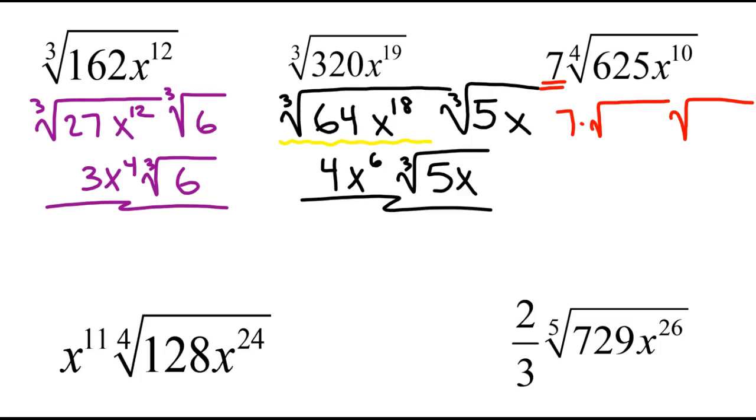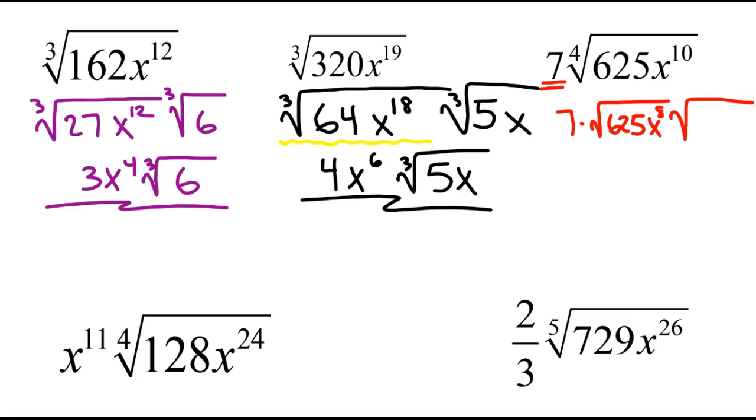Fourth root of 625. That's going to be 5. I'm pretty sure. 5 times 5 is 25. And if I square 25, I get 625. So that's 5 times 5 times 5 times 5. So the whole 625 is a perfect fourth root. And then x to the 8th is my next smallest number that's a multiple of 4, right?